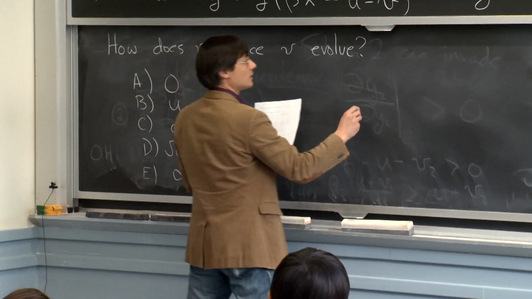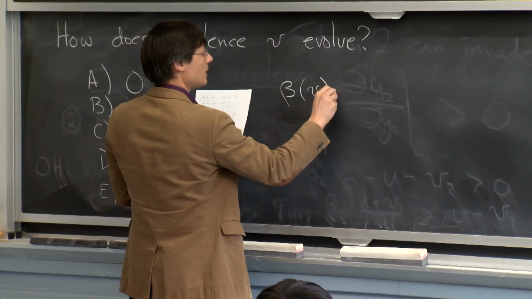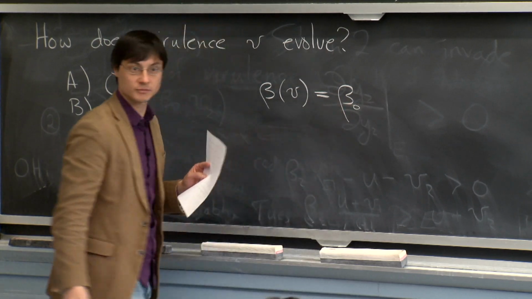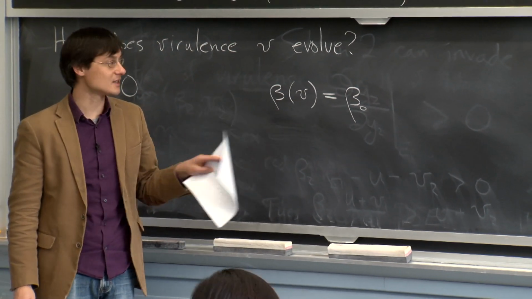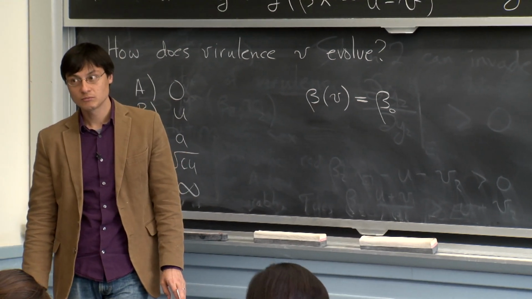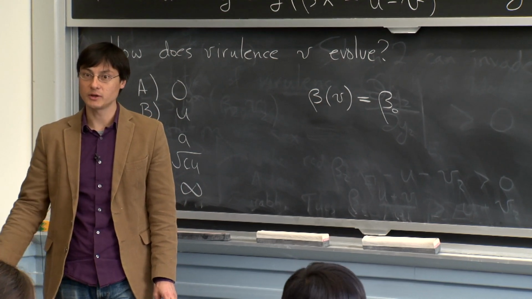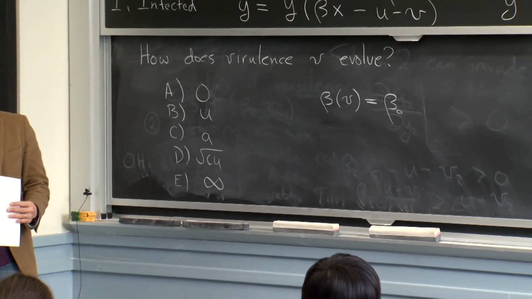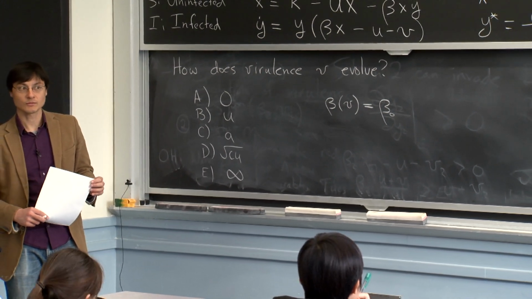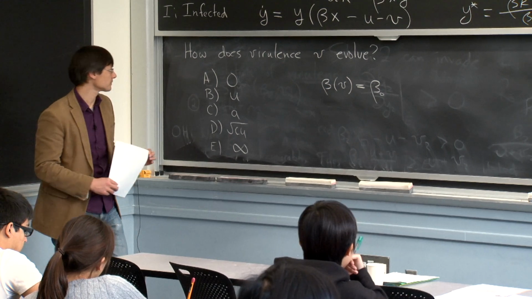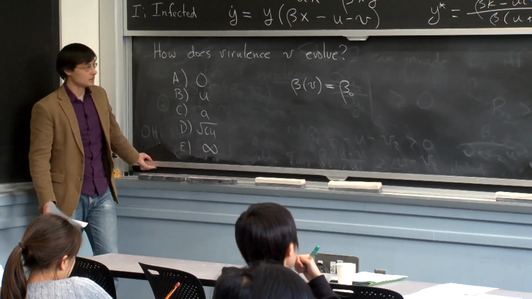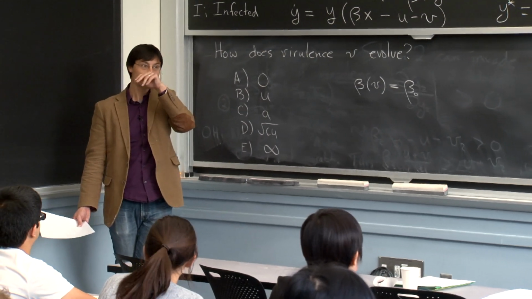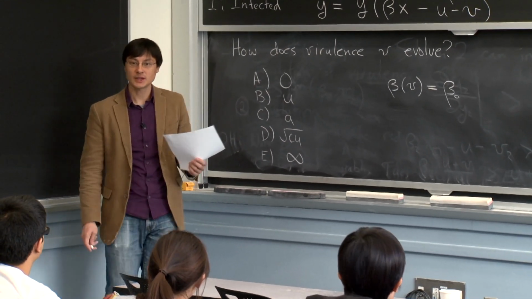All right, so first situation is if beta as a function of the virulence, so the infectivity as a function of virulence, is some beta naught, right? So it doesn't depend on virulence. The question is, where will virulence go to? You have equations, various places that'll help you. All right, do you need more time? No? All right, ready? 3, 2, 1. OK, we got many A's. That's great.